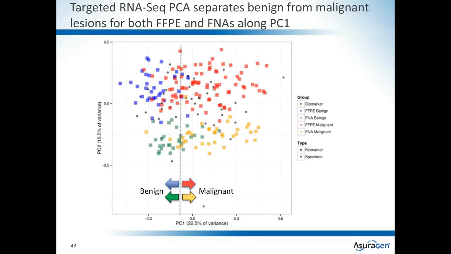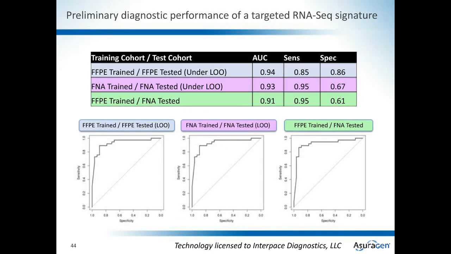Finally, moving into the construction of several different classifiers using this data. The first classifier that we developed, which is shown in blue, was trained on the FFPE cohort, the 123 FFPEs, and then tested under leave one out cross-validation on that same cohort. The accuracy that we're able to achieve with this classifier is quite good, with an AUC of 0.94 and impressive sensitivity and specificity numbers as well. The corresponding ROC curve is shown highlighted in blue in the bottom left.